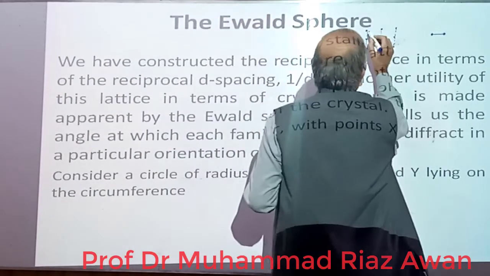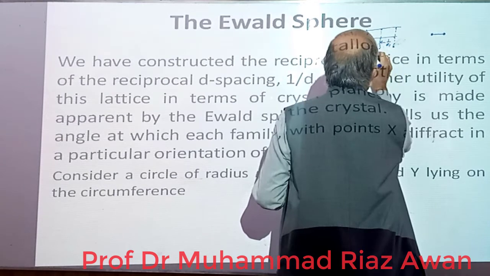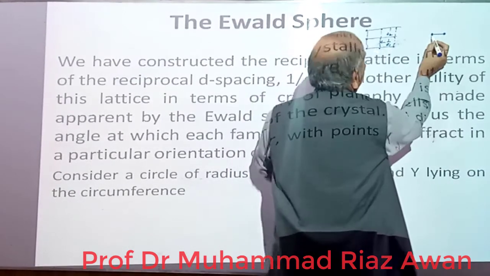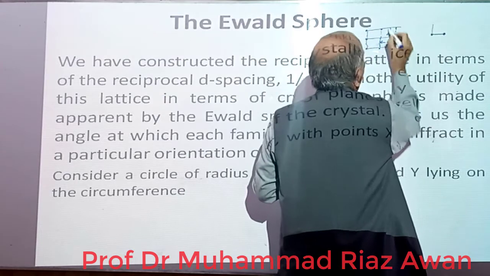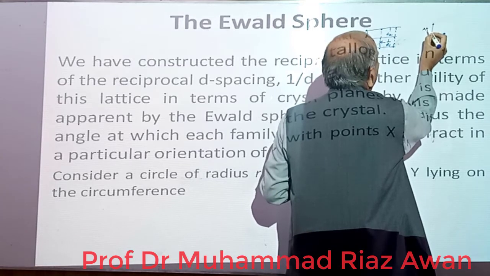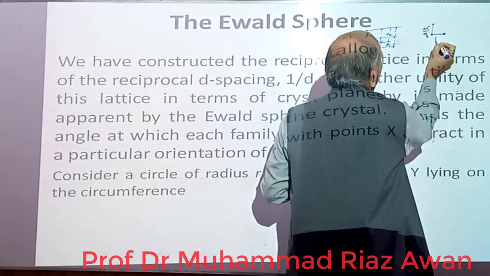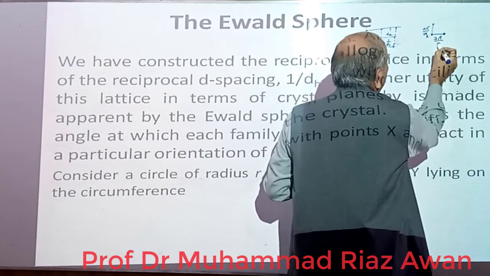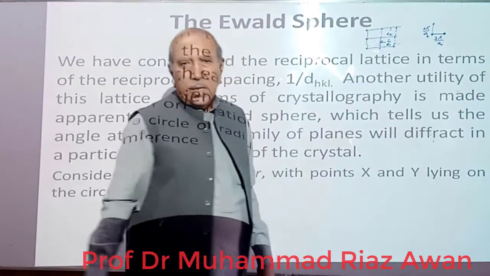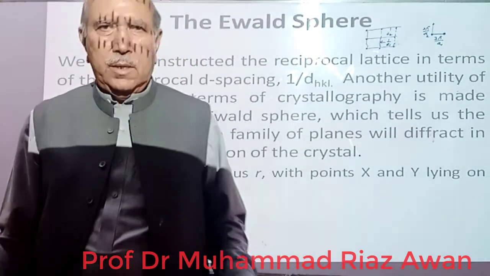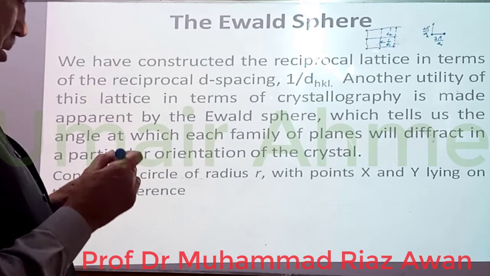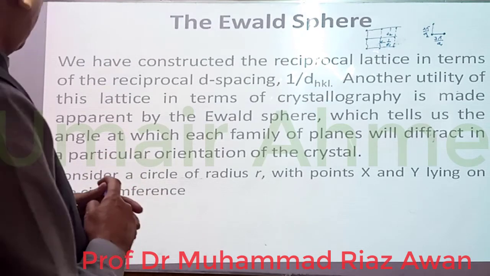In a similar way, if I take this set of planes with an interplanar spacing d2, then I will draw from the same point a perpendicular to this set of planes and put a point at a distance of 2 pi divided by d2. This was 2 pi divided by d1. So this point represents this set of planes in the reciprocal lattice. Now, using this concept, we will explain today the Ewald sphere or Ewald construction.